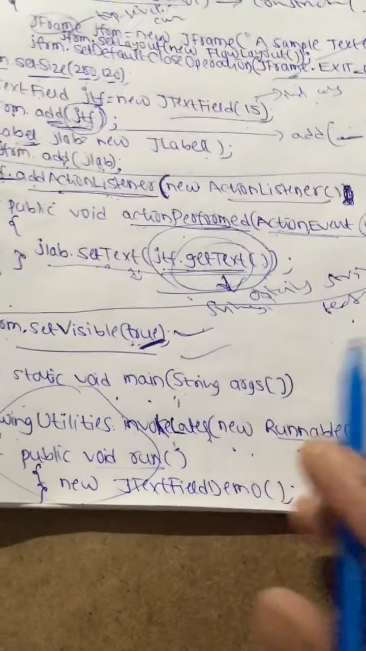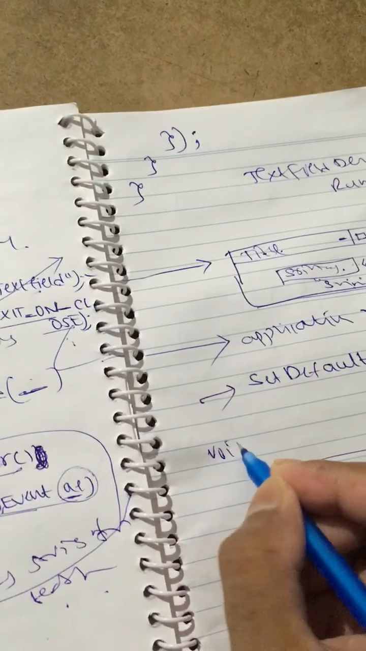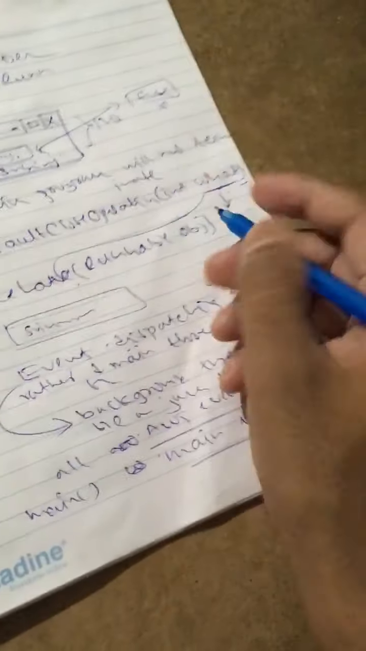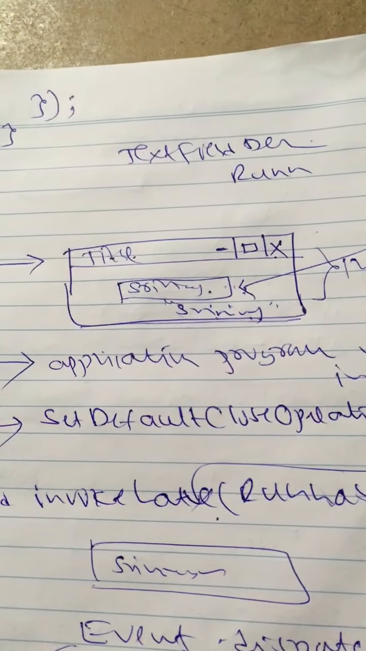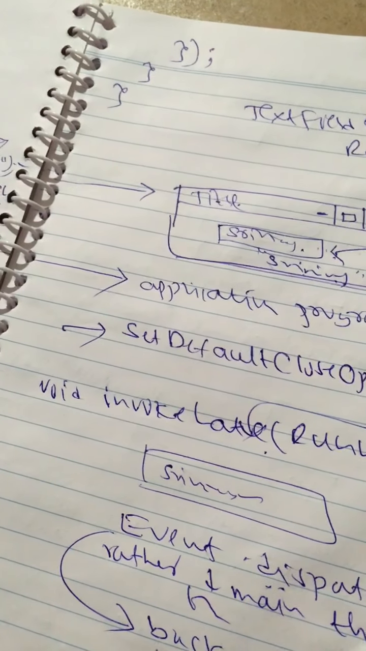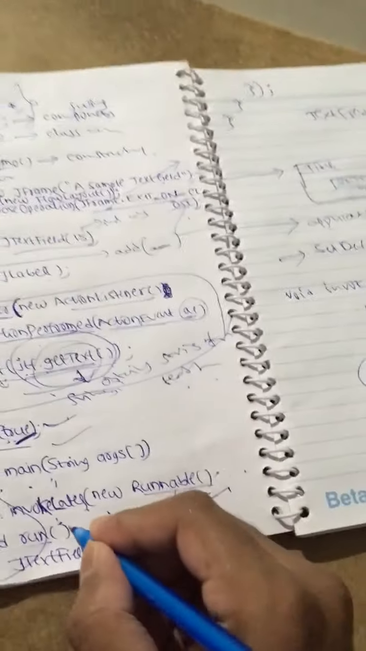So invokeLater, what is its syntax? void invokeLater(Runnable obj), where obj is the runnable object. What will this runnable object do? The runnable object will have the run method, which is called by the event dispatching thread.